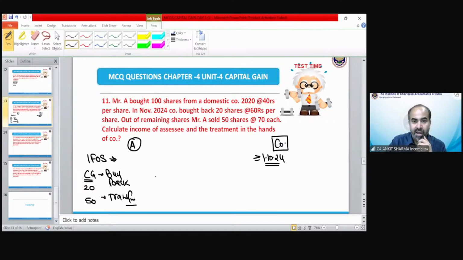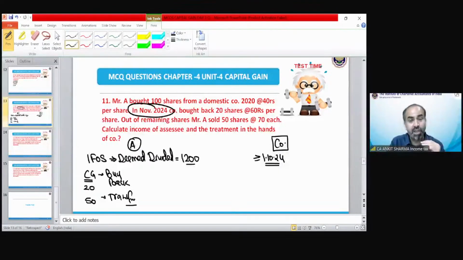Now, what should be the income from other source in the hands of Mr. A? There would be a deemed dividend concept. And we have discussed what would be the deemed dividend value in this case in the hands of Mr. A. Jayendra is saying 1200 rupees. Correct. Whatever you will receive, because the provision relates to after amendment. So whatever you will receive, the shareholder needs to pay tax on it. So 1200 rupees would be your income from other source.